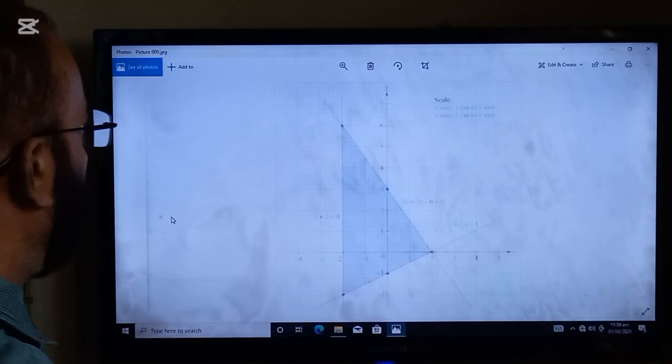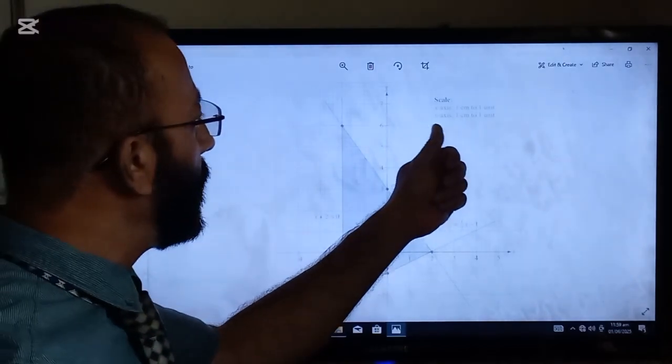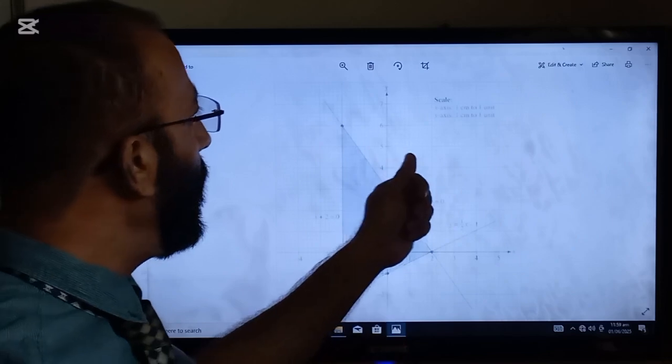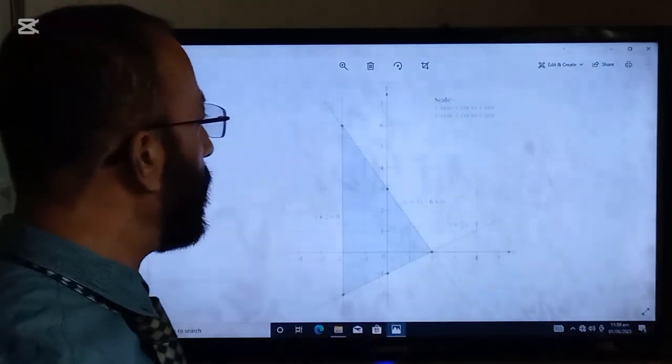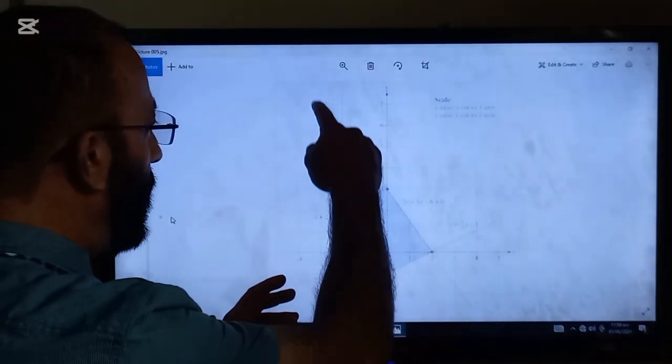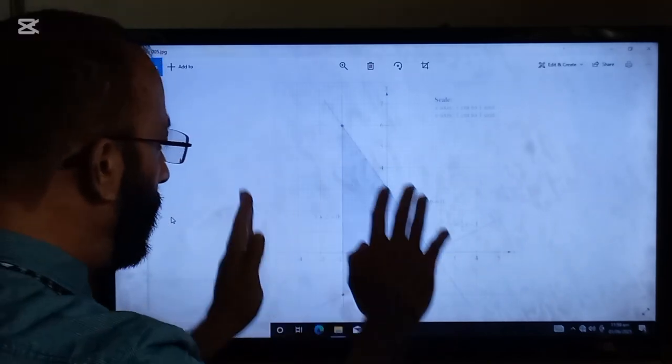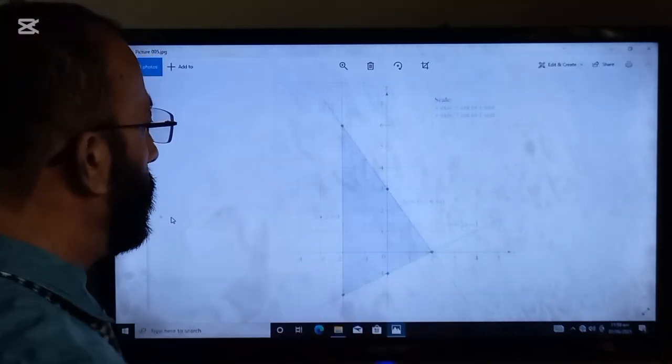So look now, this is the scale which is taken. X-axis is 1 centimeter to 1 unit. Y-axis is 1 centimeter to 1 unit. So these values are now plotted. And look now, this is a triangle.